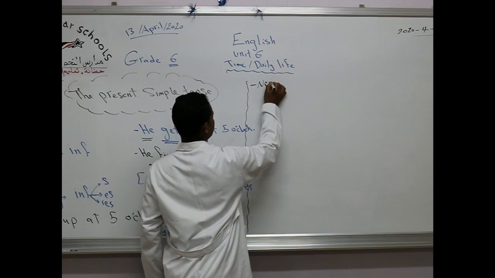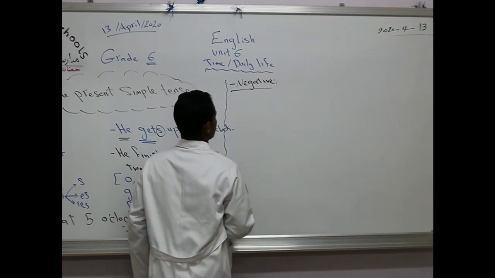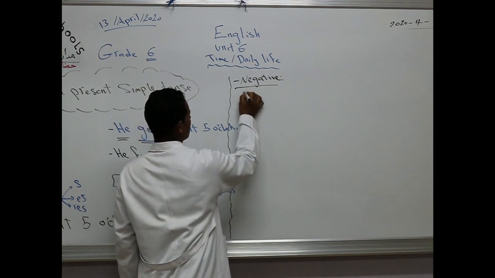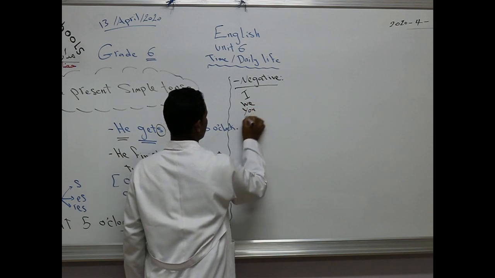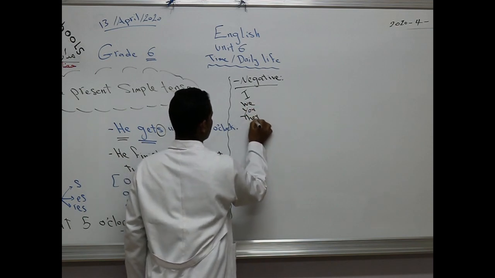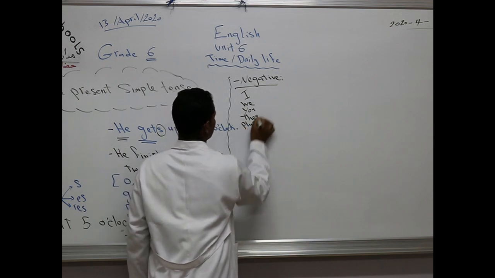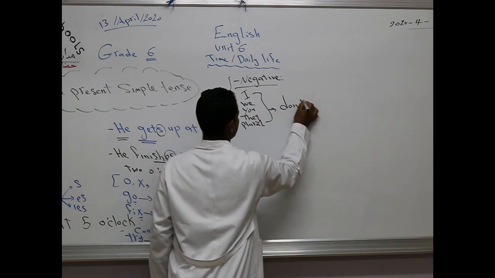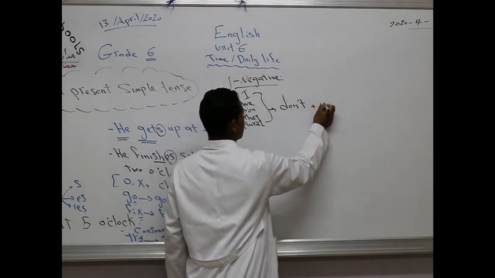The negative form. The negative form is formed from I, we, you, they, or a plural noun, plus don't or do not, plus the infinitive.